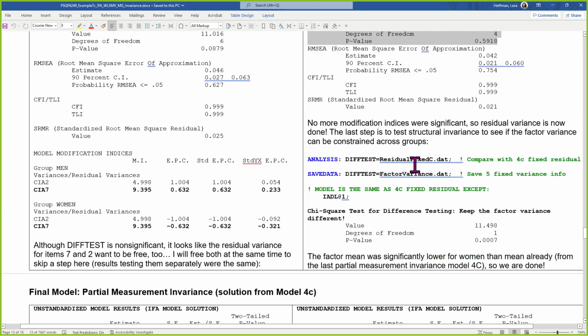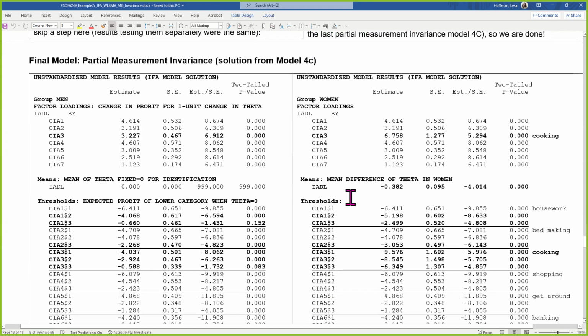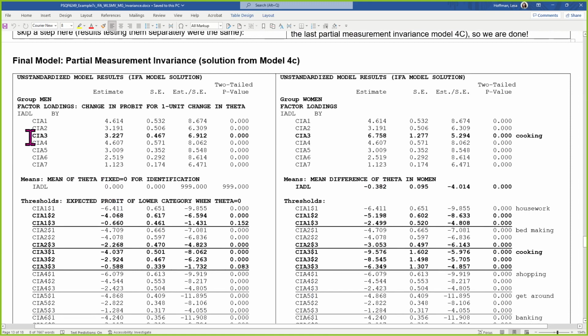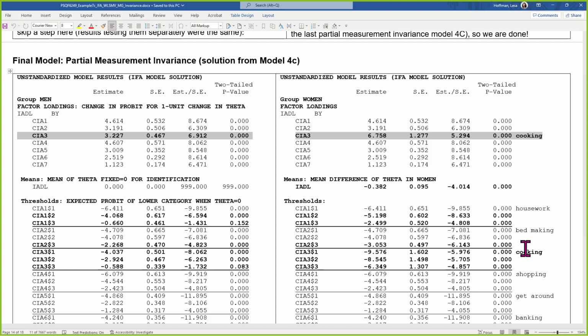Last step is factor invariance. That diff test was significant. So now we say, nope, the factor variances need to be different, and so do the means. So here's my solution. So item 3 is cooking. And the conclusion that we would draw about the pattern of diff is the same. Cooking is more discriminating in women than in men.